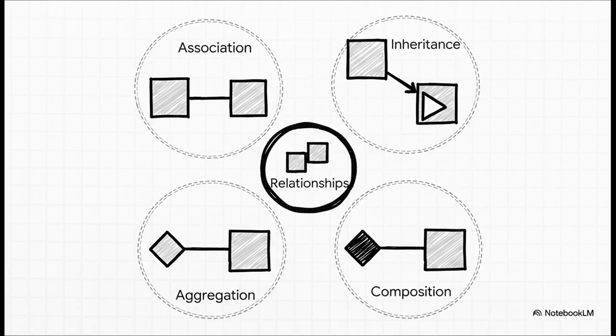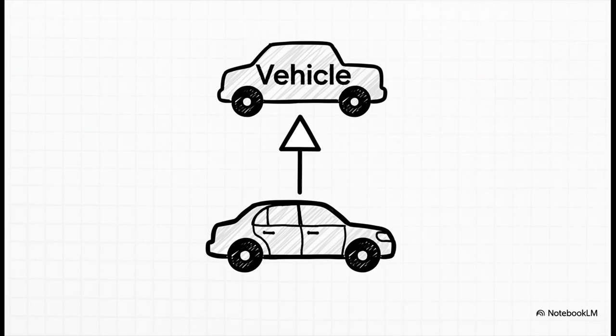You've got association, which is basically a uses relationship. Think a driver uses a car. Then you have inheritance, which is a classic is-a relationship. And then there are 2 different kinds of has-a relationships, which can be a little tricky, aggregation and composition. We'll break those down.